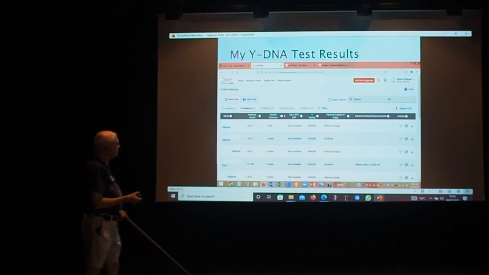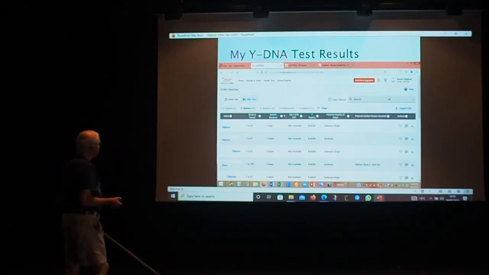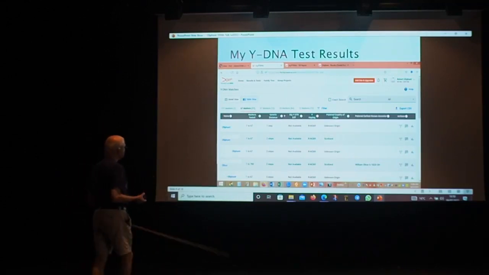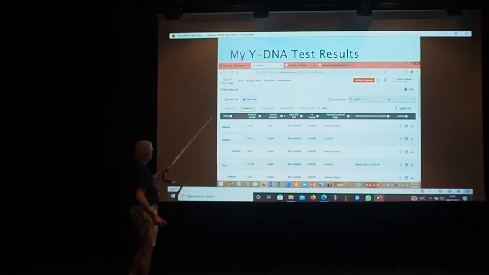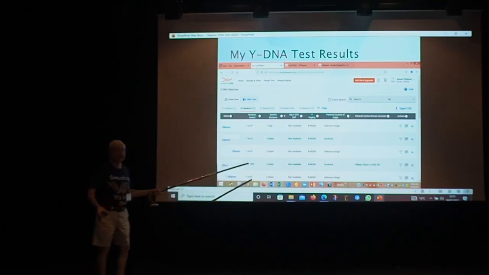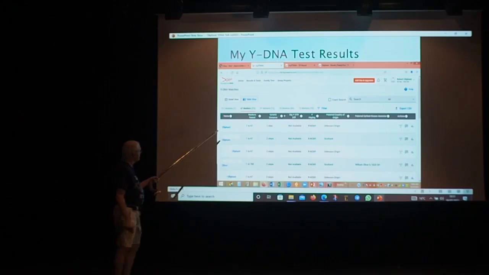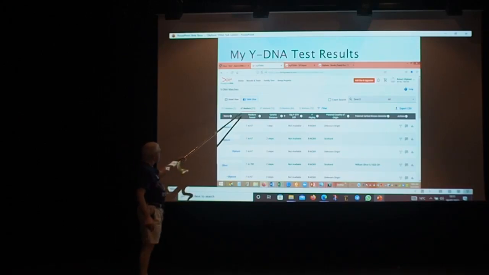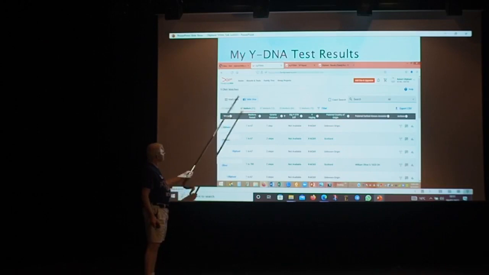So this is an example of what you get when you get your matches back. So this gives the name of the people, and I've just blanked it out for privacy reasons. This indicates how many markers they have been tested to. And this chart is for everybody that's been tested to 67 markers or more.